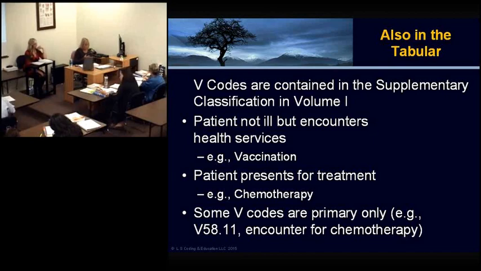If you look at some of those, like V01, contact with or exposure to communicable disease: cholera, tuberculosis, poliomyelitis, smallpox, rubella, rabies, venereal disease, and other viral diseases. This is somebody who does not have that disease, but somebody who may have been exposed to that disease. So we're going to run some tests based on the fact that they were exposed.